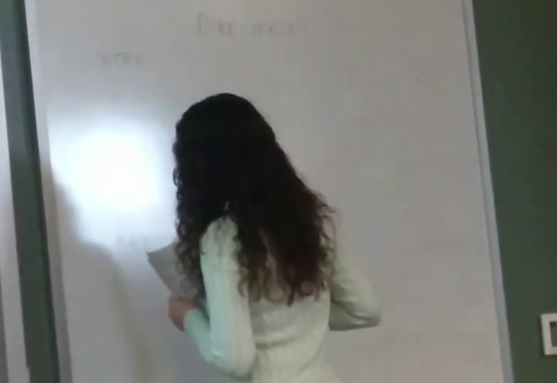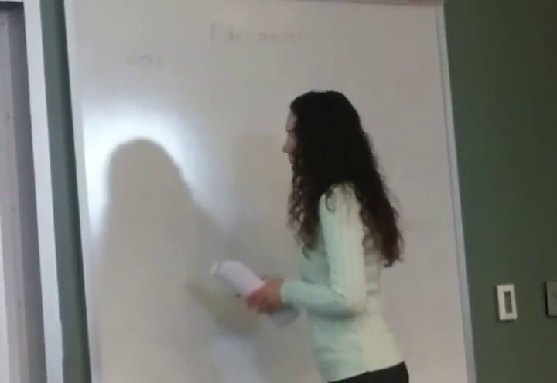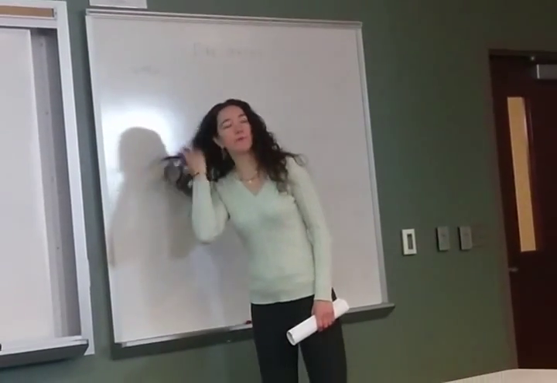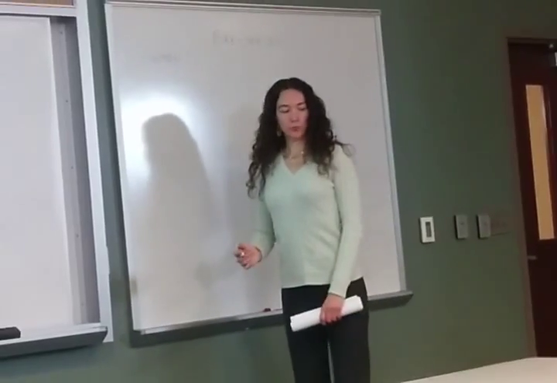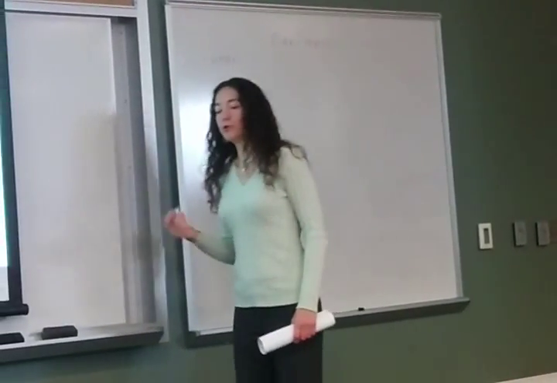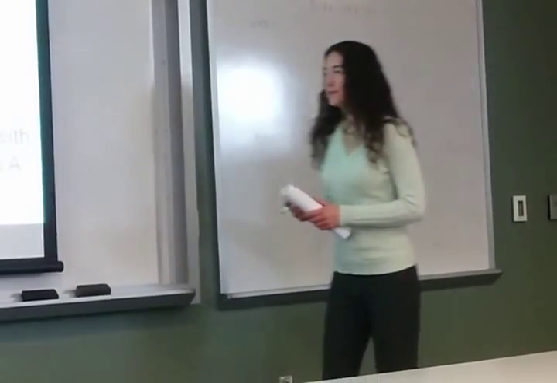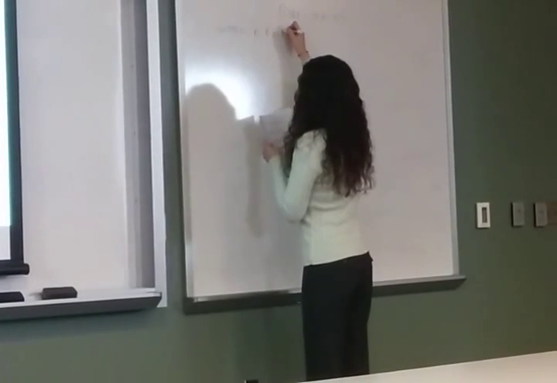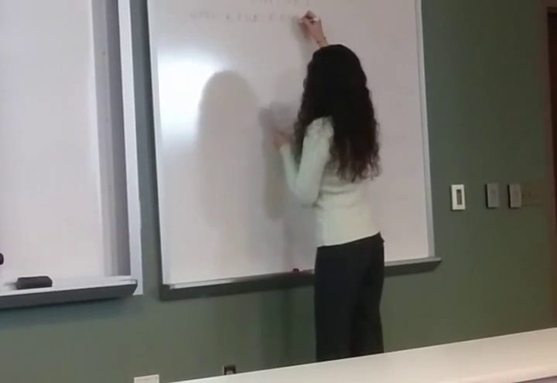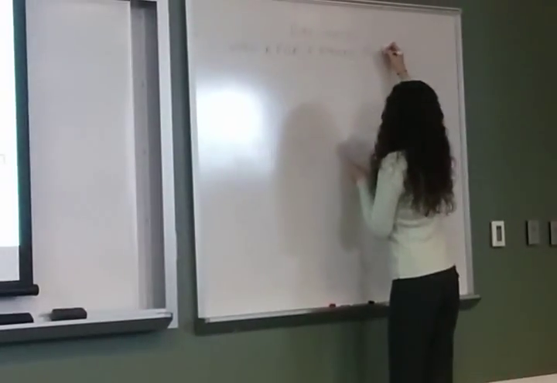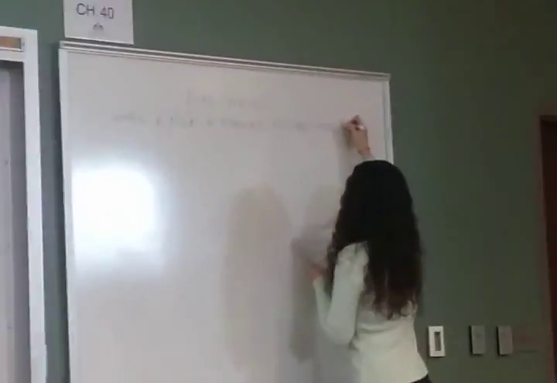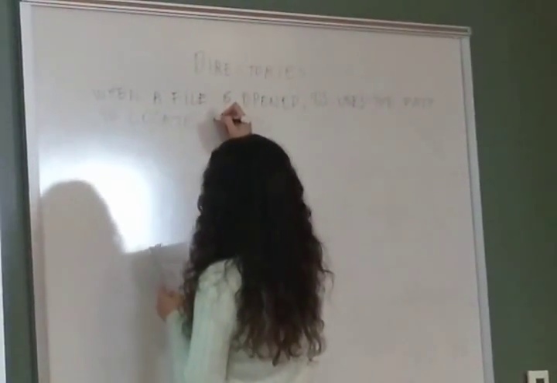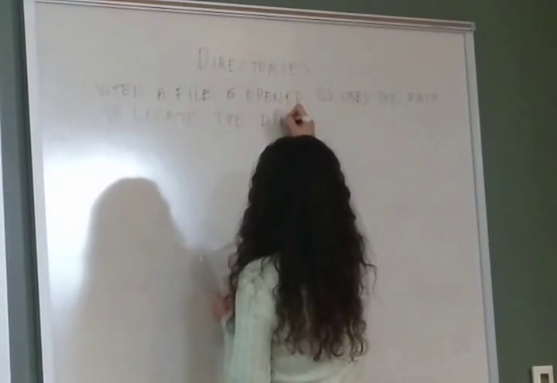So when the file is open, the operating system uses the path name to locate the directory entry for that file. Remember, the path is part of the file name. So to open the file, we would use the name and the path. And the path will show us in which directory the file is located. So when the file is opened, the OS uses the path to locate the file. And more accurately, to locate the directory entry for that file.